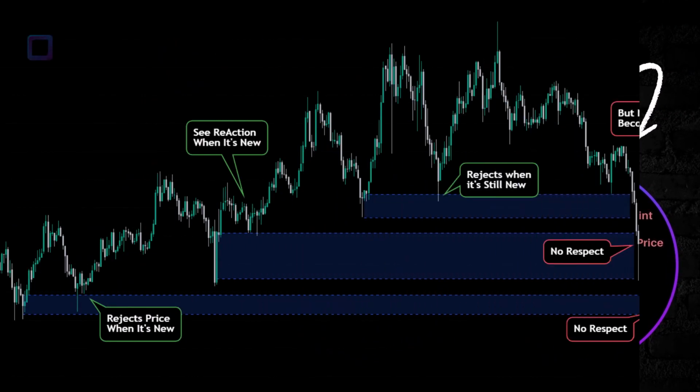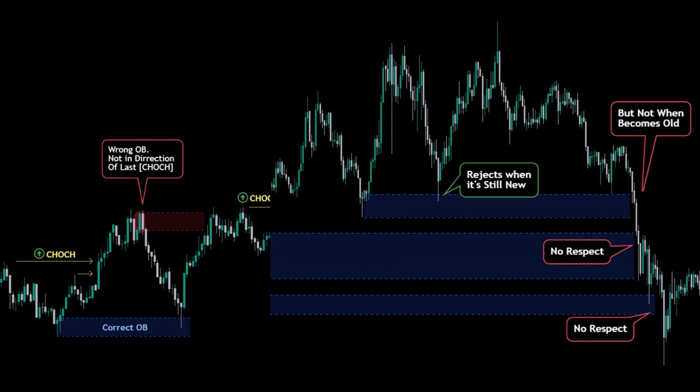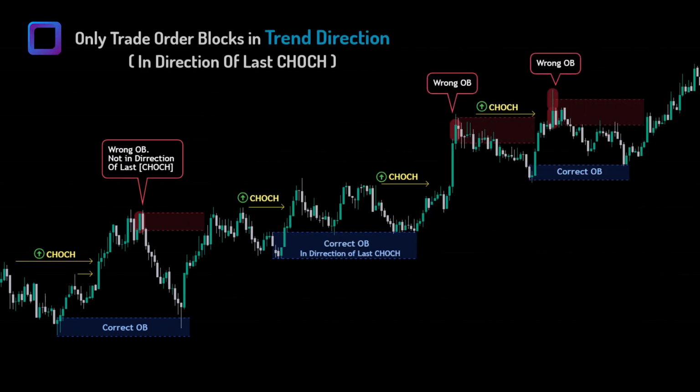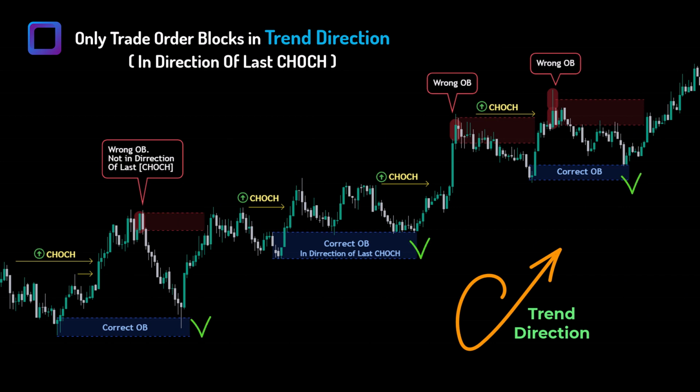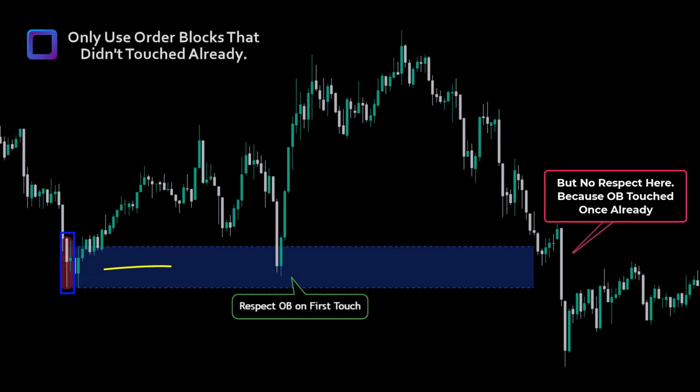Another point is that the longer the market stays away from an order block, the lower the chance of a successful trade when it eventually returns to it. So always focus on recently created order blocks to take positions. Next is that, always trade order blocks that are in the trend direction, or more specifically, in the direction of the last break of structure. This simple rule will highly increase your trade's win rate. And finally, it's better to consider order blocks one-time use, and only use unmitigated order blocks to take trades.